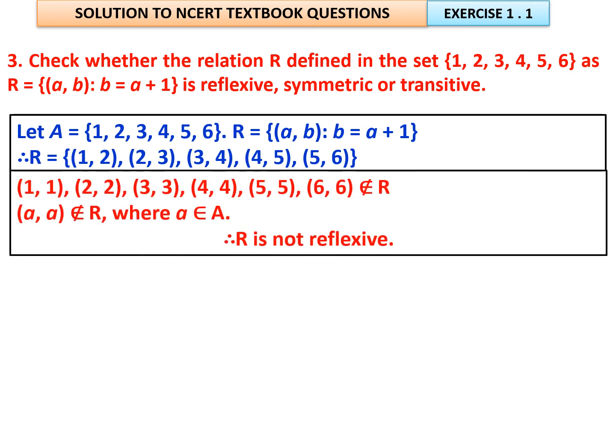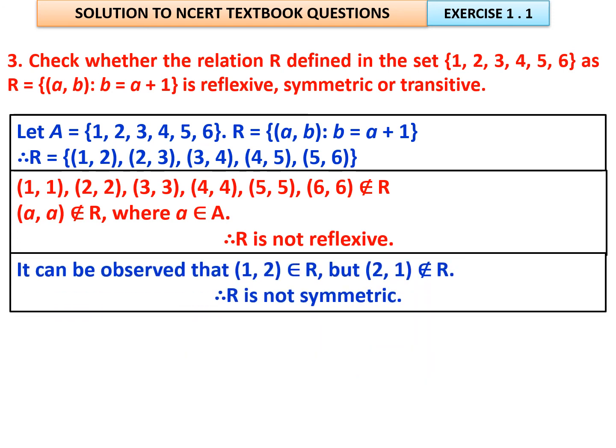Well, okay. It is very clear that it is not reflexive because 1 comma 1 is not there, because 1 is not equal to 1 plus 1, 2 is not equal to 2 plus 1, therefore it is not reflexive. Symmetric is also not there, because 1 comma 2 is there, 2 can be written as 1 plus 1, but 2 comma 1 is not there, because you cannot write 1 as 2 plus 1, therefore it is not symmetric.